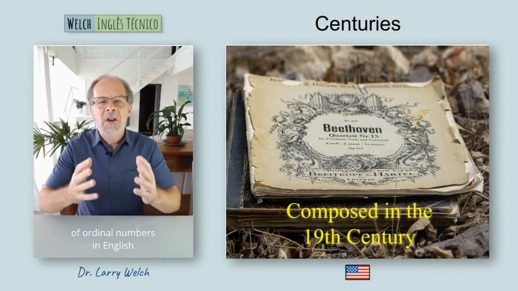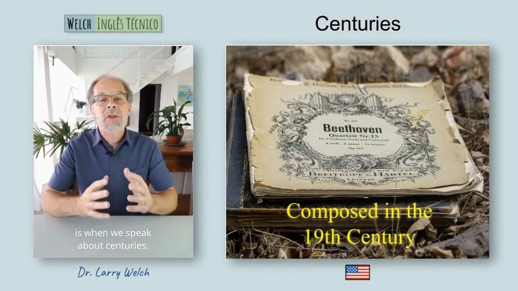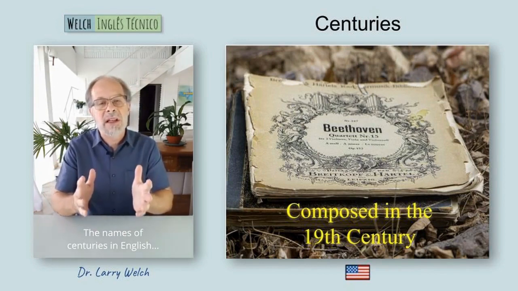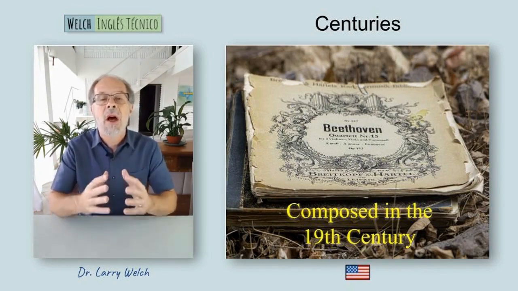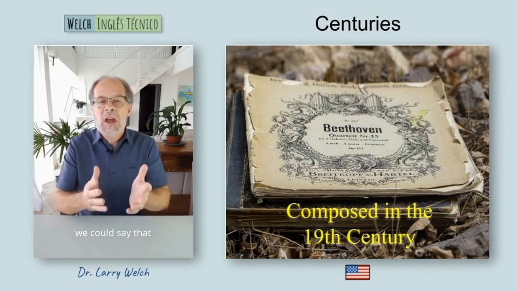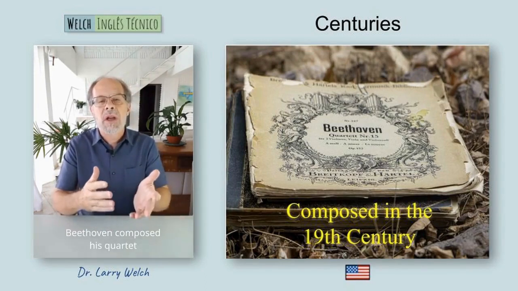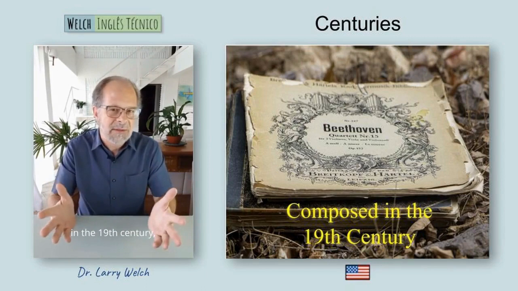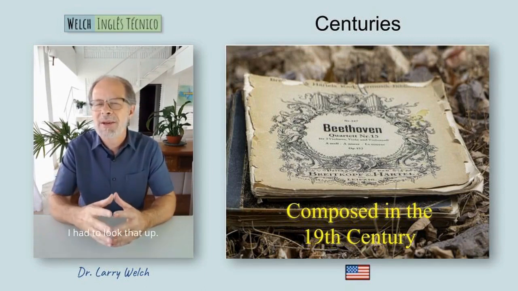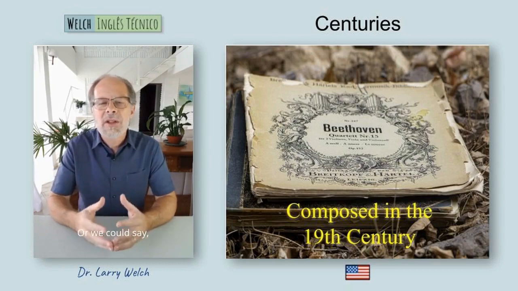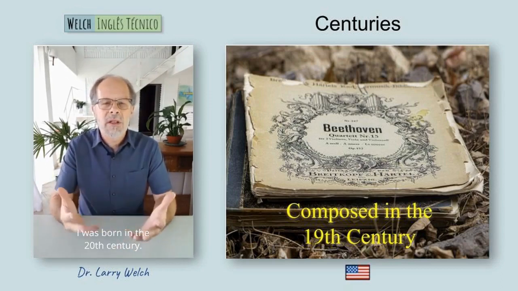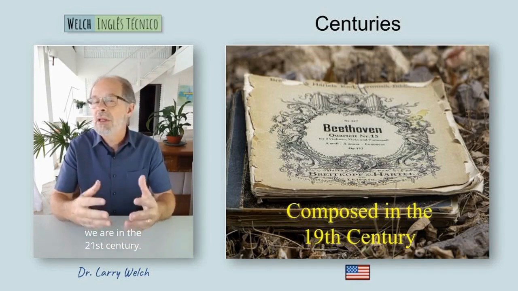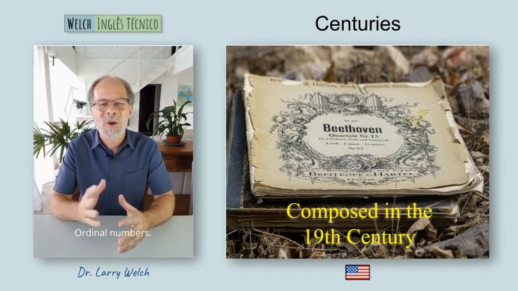Another use of ordinal numbers in English is when we speak about centuries. The names of centuries in English, we use ordinal numbers. For example, we could say that Beethoven composed his quartet in the 19th century. I had to look that up. Or we could say, I was born in the 20th century, and now we are in the 21st century. Ordinal numbers.